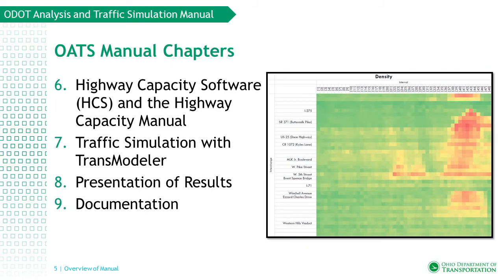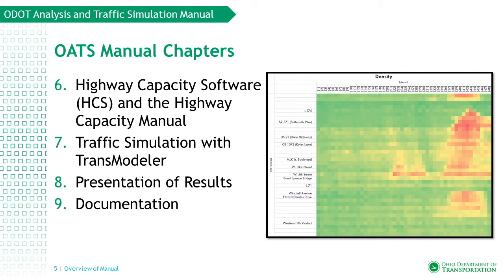Chapters 6 and 7 are the longest and most detailed chapters in the manual. Chapter 6 provides a guide to using the Highway Capacity Software, HCS, and the methodologies in the Highway Capacity Manual. Quick guides on the inputs as well as details on using HCS streets, stop, roundabouts, highways, and freeway facilities modules are also included in this chapter. A guide to using Transmodeler is provided in Chapter 7.